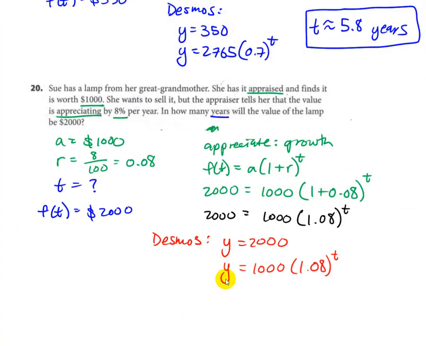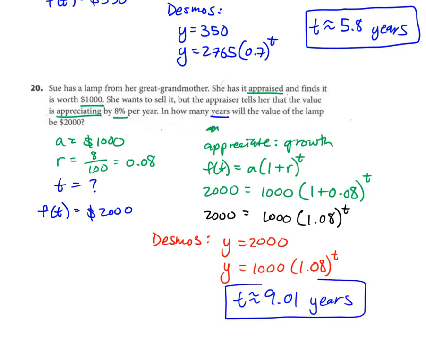I think that was the context. Yeah. So this means t is going to be approximately 9.01 years. Okay? So that's how long it's going to take for the lamp to reach $2,000 that you see there. So it's going to take 9.01 years for it to go from $1,000 to being worth $2,000. Good money. All right, and that's it.